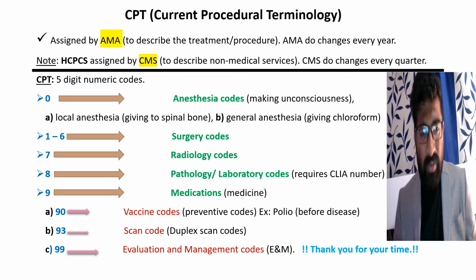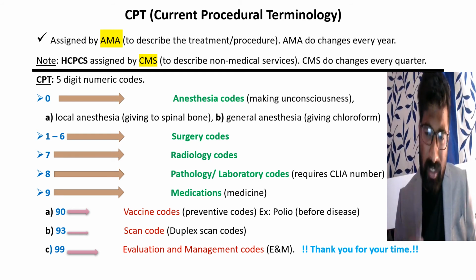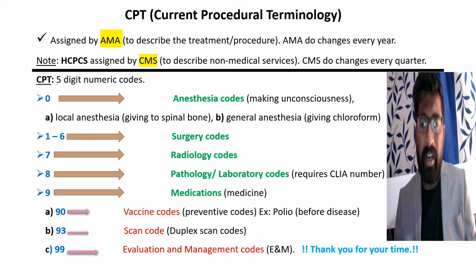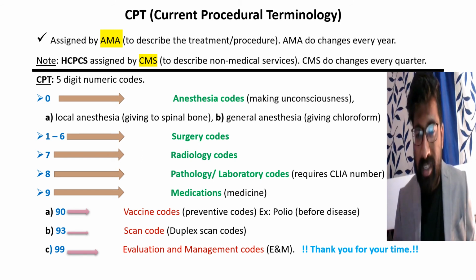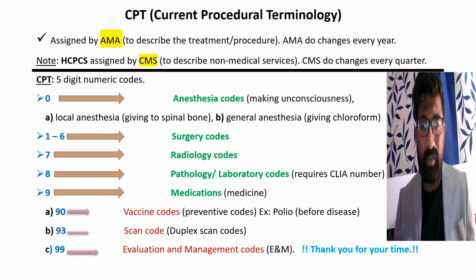So coming to the next one, 8. If the CPT code starts with the number 8, then it will be called pathology or laboratory codes. For 8 series codes, we require a CLIA number. And coming to 9, it will be called medications or medicine.